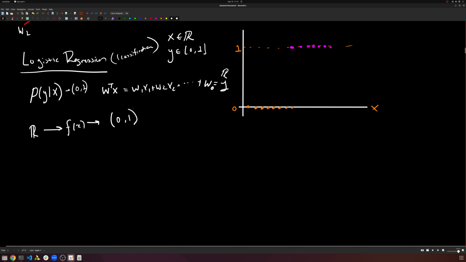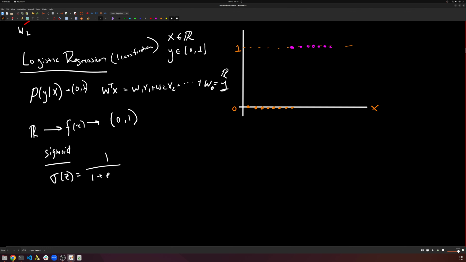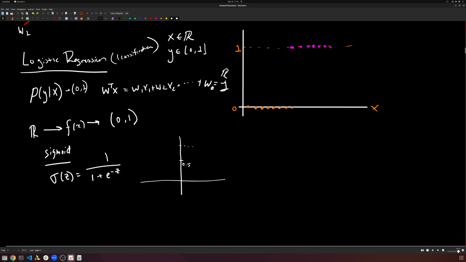And there's actually a variety of functions that can do this. But the one logistic regression uses is called the sigmoid function. So the sigmoid of z is equal to 1 over 1 plus e to the negative z. This is our sigmoid function. So what does a sigmoid function look like? It looks kind of like this. Let's say this is 0, 0.5, and this is 1.